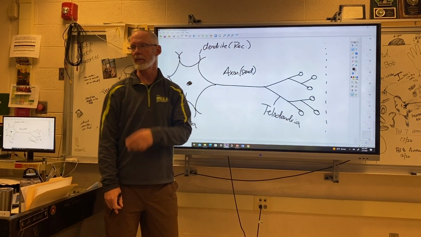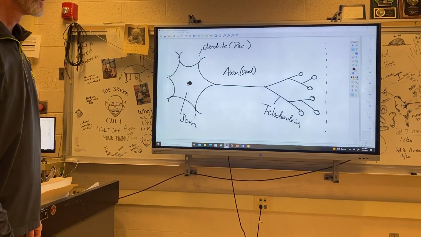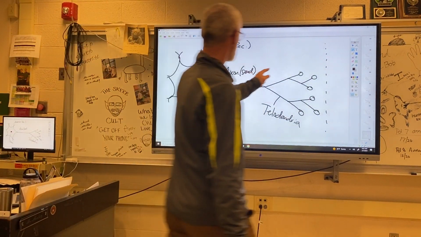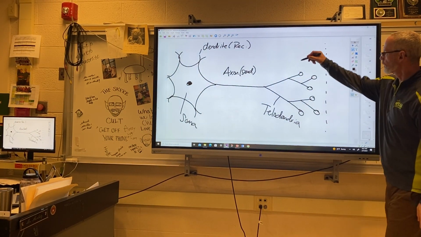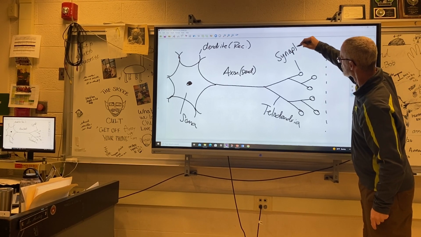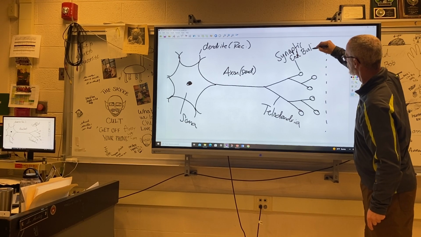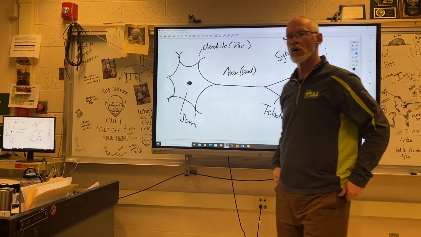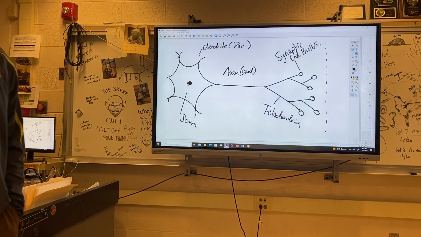They actually named them after tree branches. Ooh, tough one. Telodendria. And then at the very end, we have these little circle thingies. Those are called synaptic end bulbs. And inside of those bulbs are special chemicals called neurotransmitters.